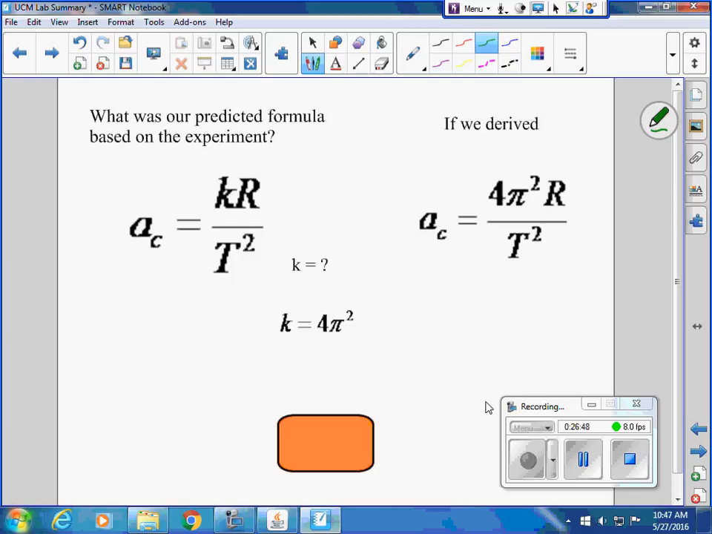Are you surprised that pi is in the constant? Not really. It's a circular motion thing, right? So the value for K is 4 pi squared.